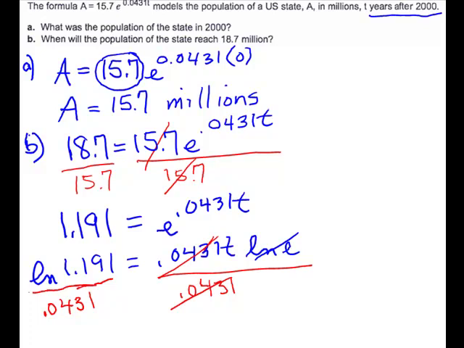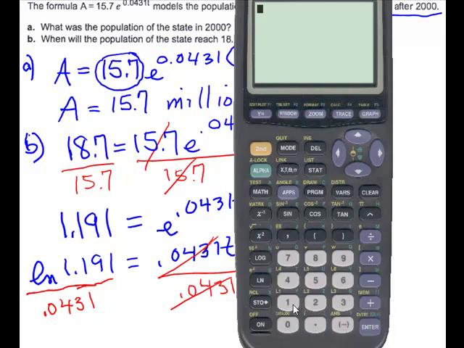On the left-hand side, we will put this into a calculator. So we're going to do a natural log of 1.191, close parentheses for the log, divided by 0.0431, enter, and we get 4.05. We can round this up to 4.06 if we were going to 2 decimal places.